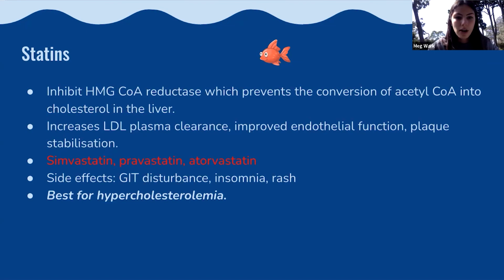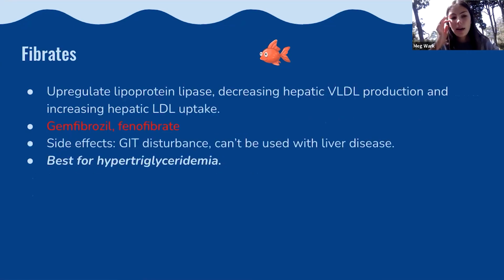The drug examples are simvastatin, pravastatin, and atorvastatin. So easy to remember because they have the ending statin. Side effects, they can disturb the GIT, cause insomnia or a rash. And statins are best for hypercholesterolemia, whereas the next class we're going to talk about are better for hypertriglyceridemia.